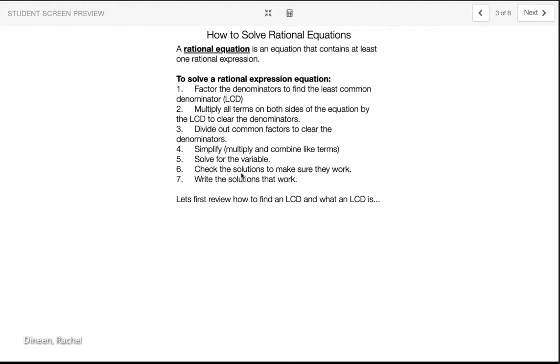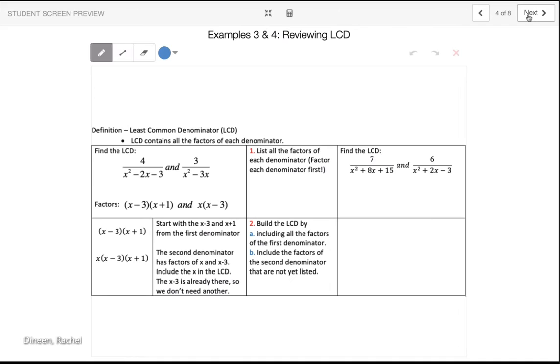All right, so first we are going to review how to find the LCD and what an LCD is. An LCD is a least common denominator. An LCD contains all factors of each denominator. What I recommend is that everything I write down, all the problems that I work out, you write down on your paper. The ones that I just talk through, don't worry about writing down. This is a lot to write down in Desmos, so I suggest taking notes on your own paper.